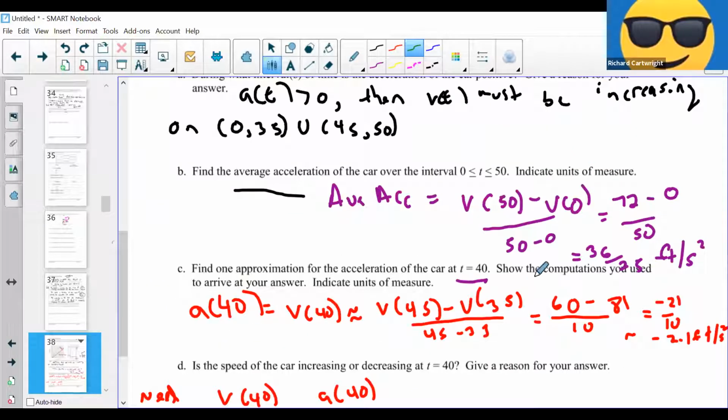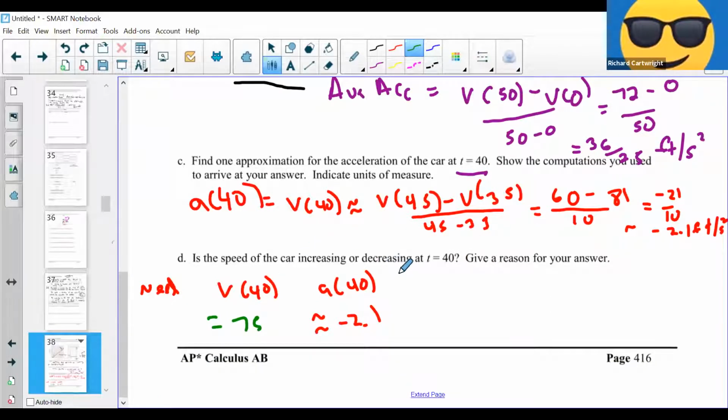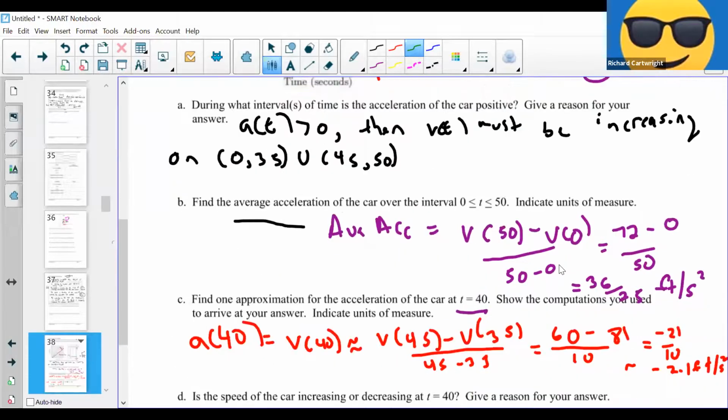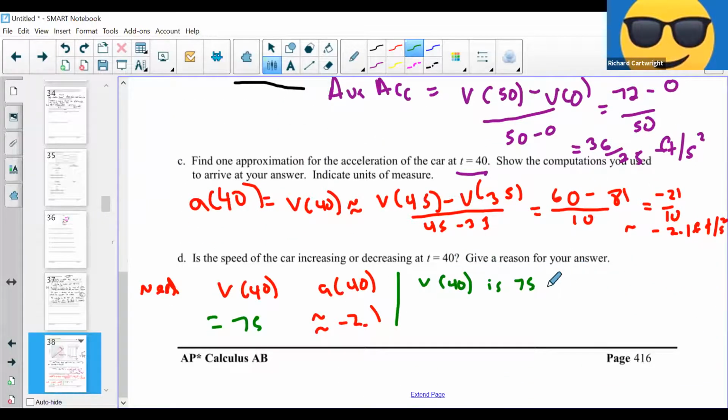Now, this is just scratch work. That's not what the authors want to see. You can do scratch work any way you want, but you've got to write something. I'll write what I found: v of 40 is 75 feet per second. But really all I care about is that I could have just said greater than 0. And I could have written a of 40 is less than 0.